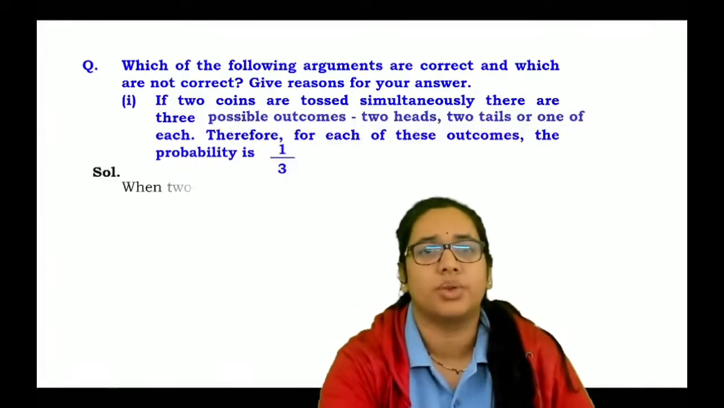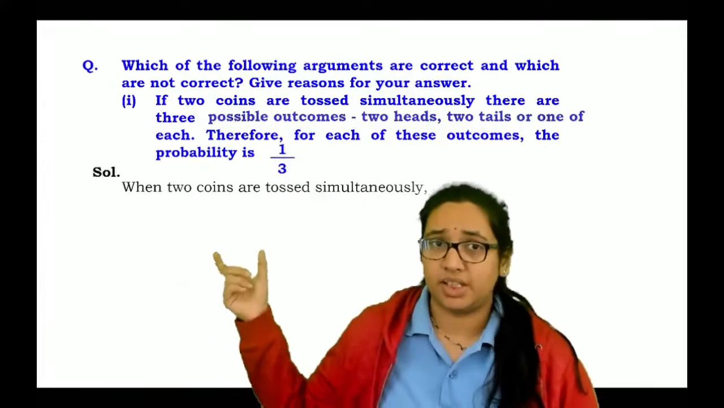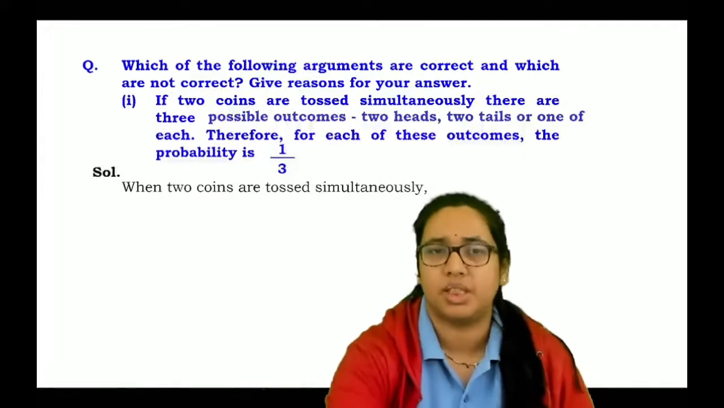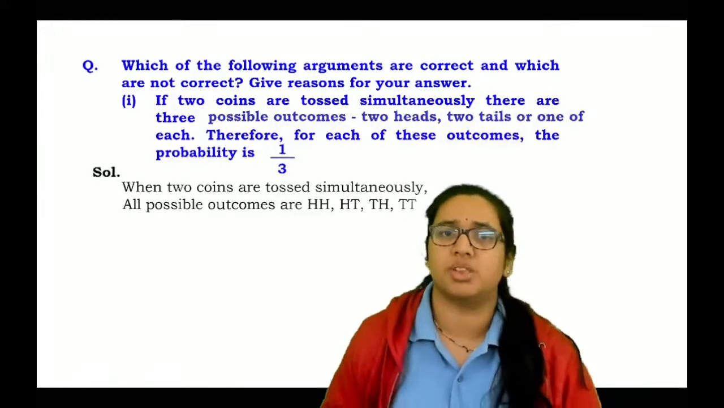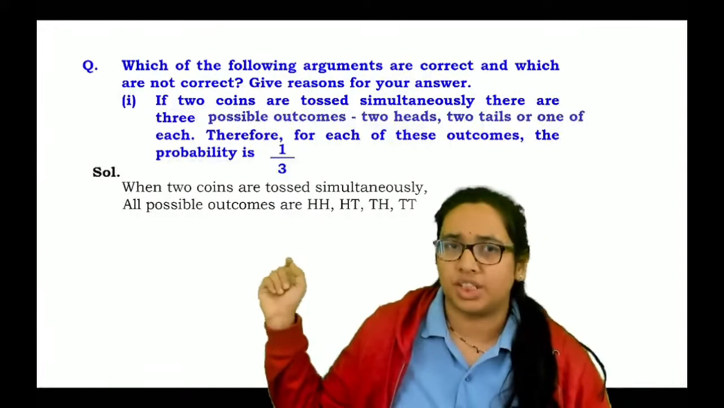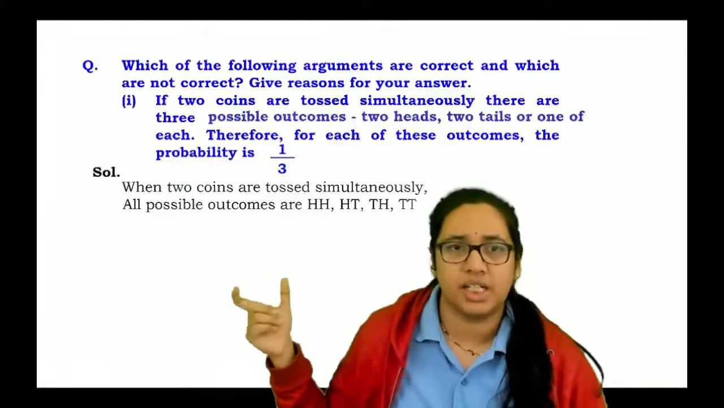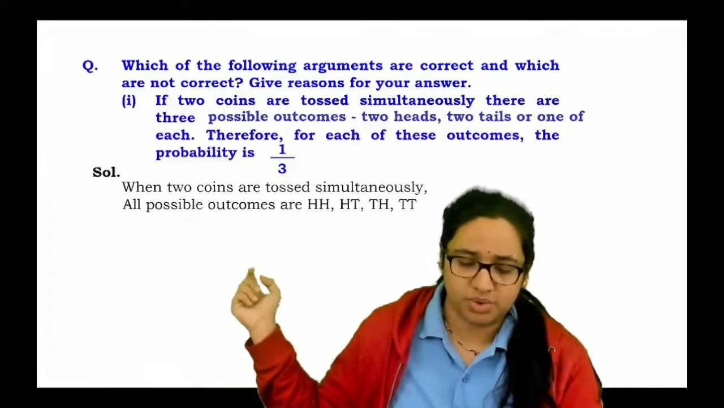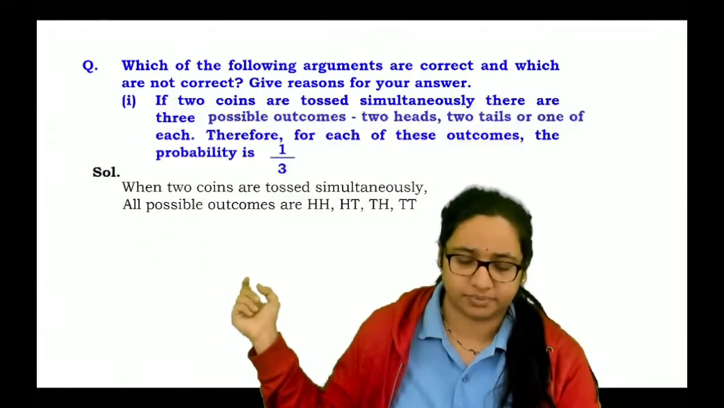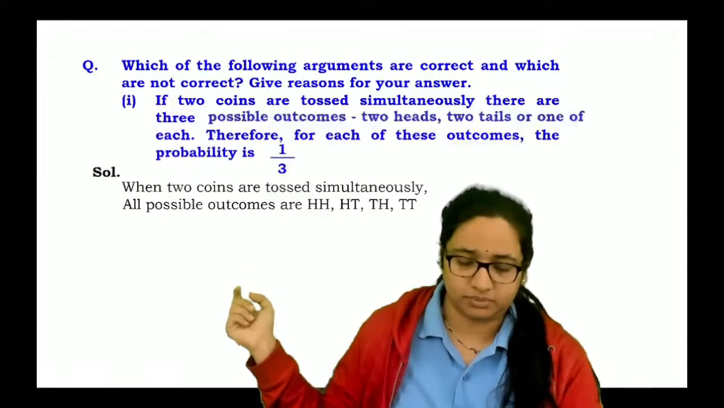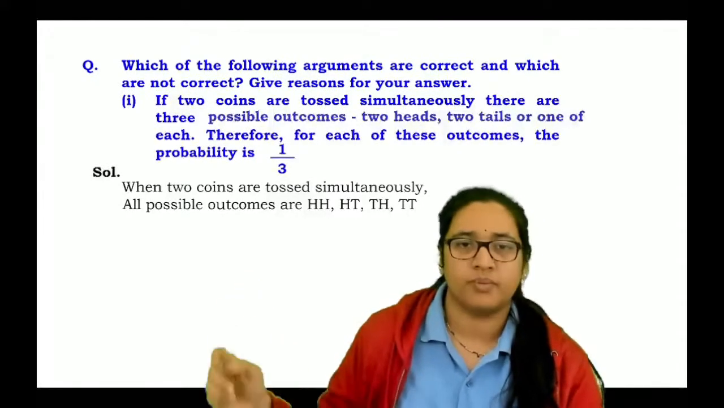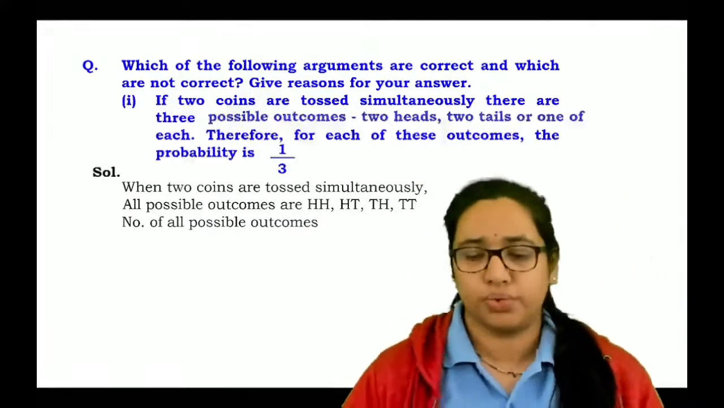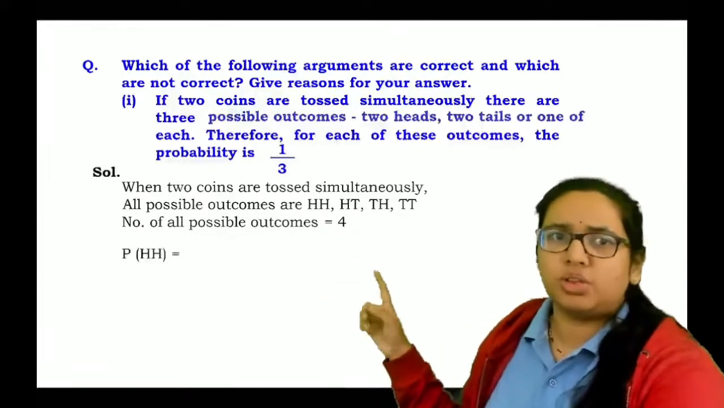So, how can we do it? We know that the random experiment is nothing but two coins are tossed simultaneously. Therefore, all possible outcomes will be HH, HT, TH and TT. Right? We know that if two coins are tossed simultaneously, then all possible outcomes will be like this. The number of all possible outcomes is equal to 4 here.